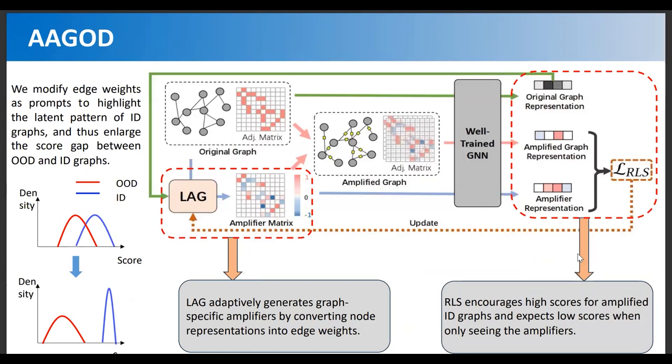And here is our model architecture. Here the green rectangle is the pre-trained GNN, and here is the original graph. We will train a learnable amplifier generator to generate an amplifier matrix, and this matrix will be added to the adjacency matrix to form an amplifier graph. The idea behind this is that the amplifier graph will highlight the key patterns in the in-distribution data. Then we also introduce a self-supervised goal to train all the parameters. But during the training, the GNN is always fixed.